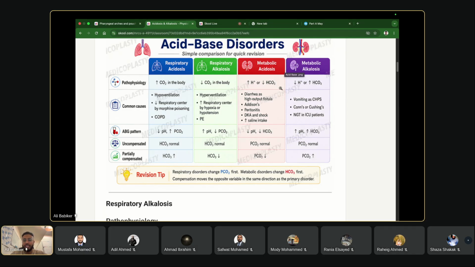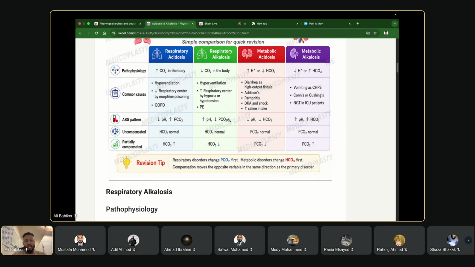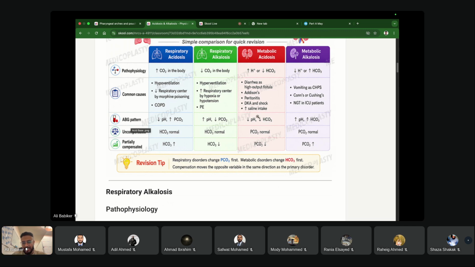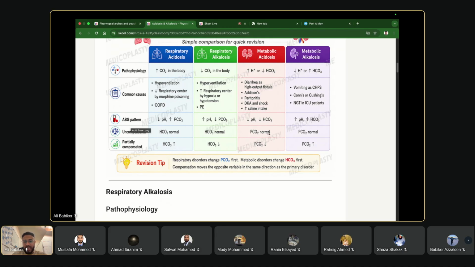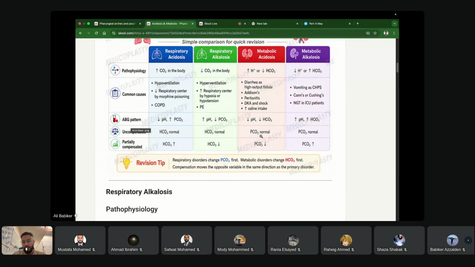DKA, diabetic ketoacidosis, the name says it all. And also increased saline intake. I will tell you why, when you give your patient a lot of saline, he will become metabolic acidotic, when we come down there. Okay? All right. The ABG, arterial blood gas, will show a decrease in pH and a decrease in HCO3. Decrease in pH, we said that's acidosis, right? There will be a decrease in HCO3. How will you differentiate it from the respiratory? The PCO2 will be normal. Okay?